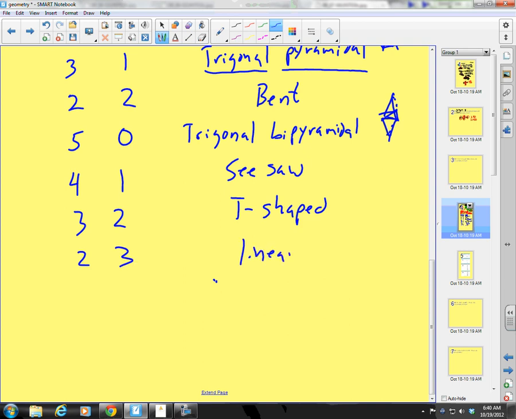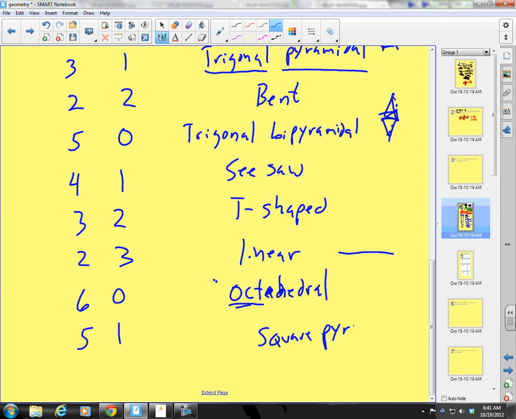Oh, thank goodness I can draw a linear. 6, 0. Octahedral. Octahedral, 8 sides, right, with a square base. 5, 1. Square pyramidal. And finally, 4, 2. And this is what we call square planar.